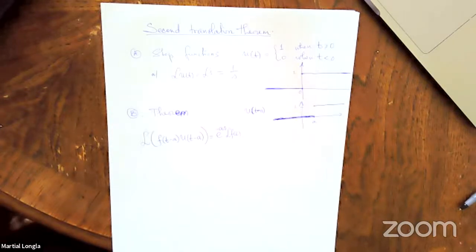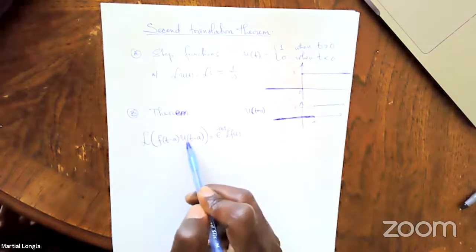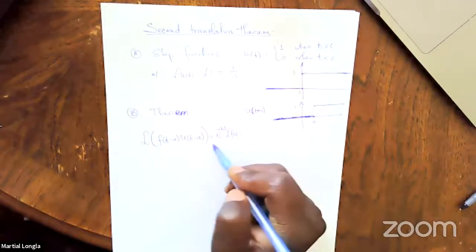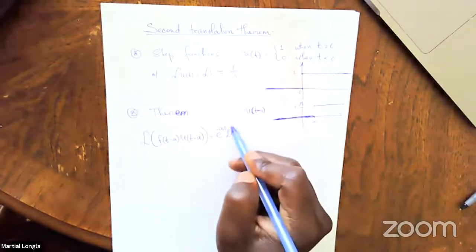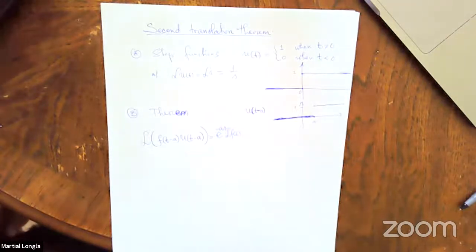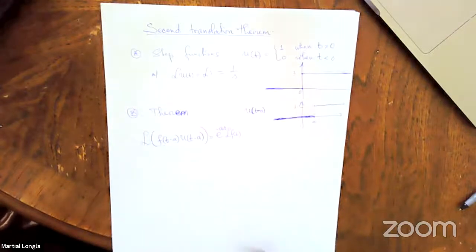Using it forward is simple. You need to see that you have f of t minus a and u of t minus a. Using it backwards as well is simple. You need to see that you have the Laplace transform of a function times e to negative as. Then the inverse Laplace transform is equal to this.